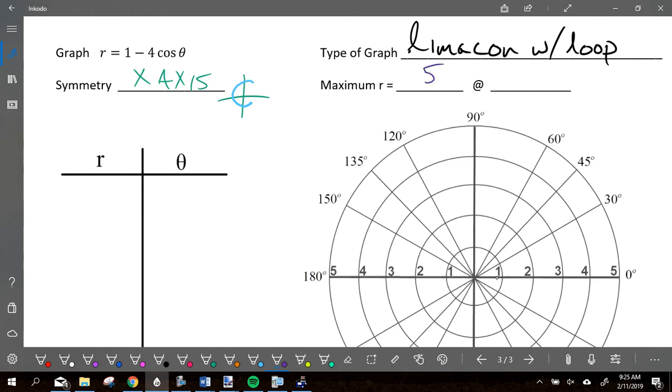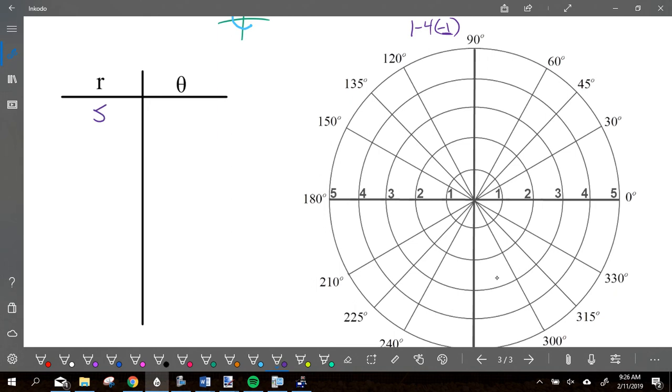Cole, what's my maximum value going to be? 5. He's answering the question 1 minus 4 times what? What number would you want to put in there? -1. That would get you 5. And so when is cosine, because it's a cosine graph, going to get you -1? 180 degrees. And so we've got a point on this graph: (5, 180). That's the biggest number we're going to possibly get, and we're going to work from there. This has x-axis symmetry. So which half of this graph do I want to learn in order to fold over and get me the other half?